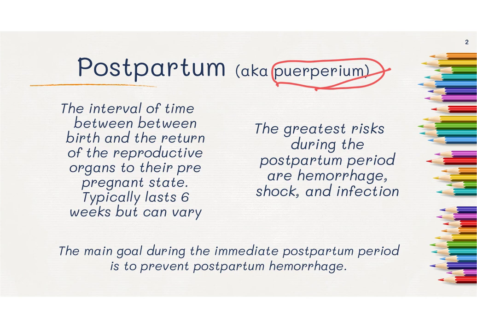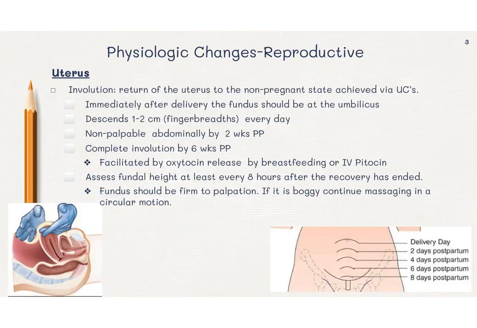Our greatest risk during this period, as outlined here, is hemorrhage, shock, and infection, with our goal being to prevent a postpartum hemorrhage. All right, the first part of this content is divided by systems. So the first system, or the first body part, if you will, that we're going to talk about is the uterus.